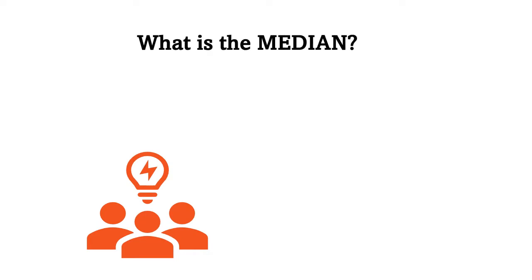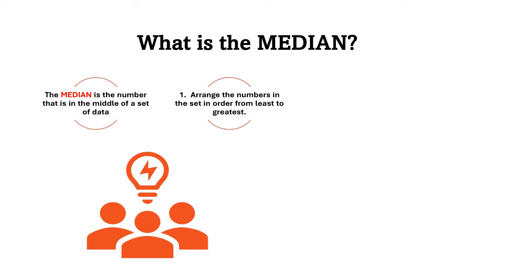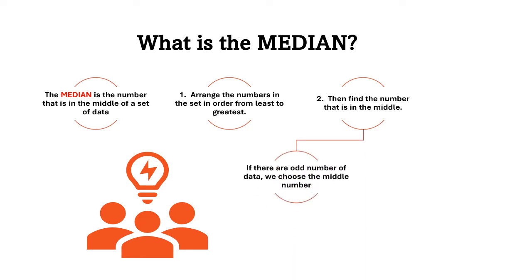If we're trying to find the median, first, what's the median? It's the middle number. But be careful, first we need to arrange the numbers from least to greatest, and then find the middle number. If we have an odd number of data, we choose the middle number. If we have an even number of data, we take the average of the middle two numbers.